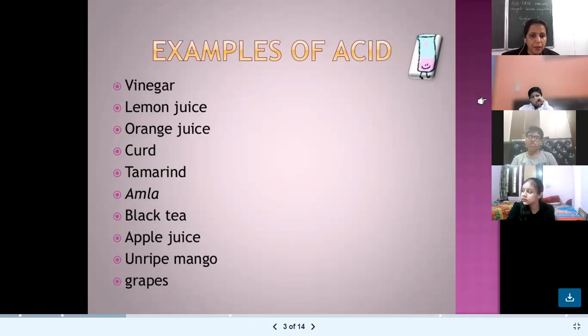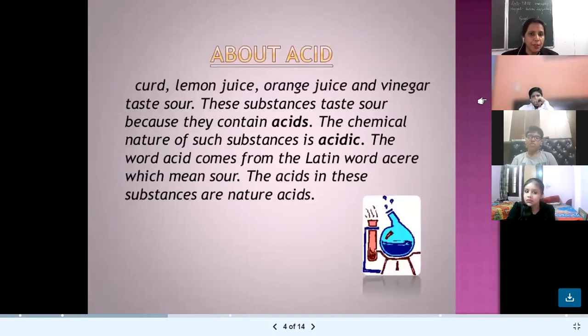Beta, in short, this is how you can learn about acids. That's why we are sharing the PPT notes. You already know that all these substances contain acids, and the nature of these substances is acidic. And one thing: the word acid has come from the word for sour. I think you all know.